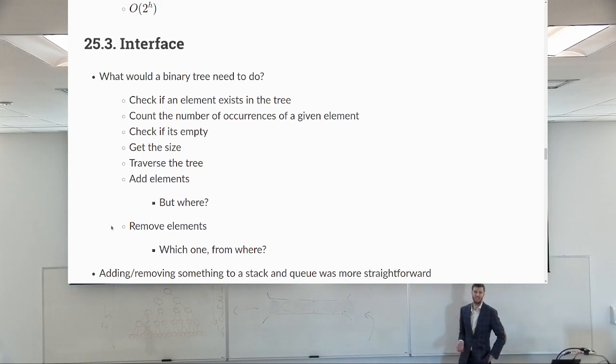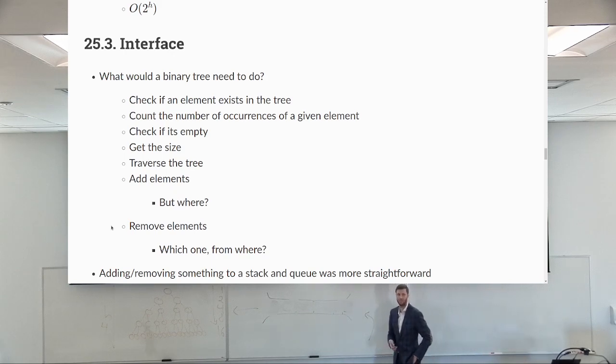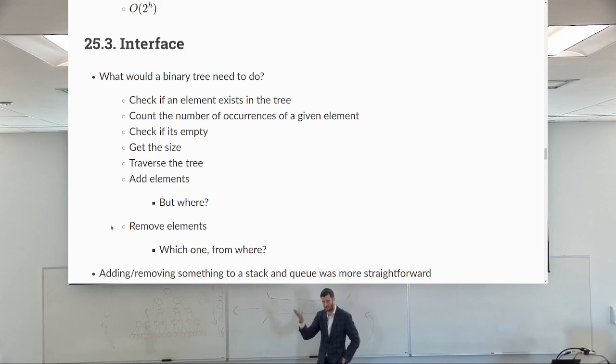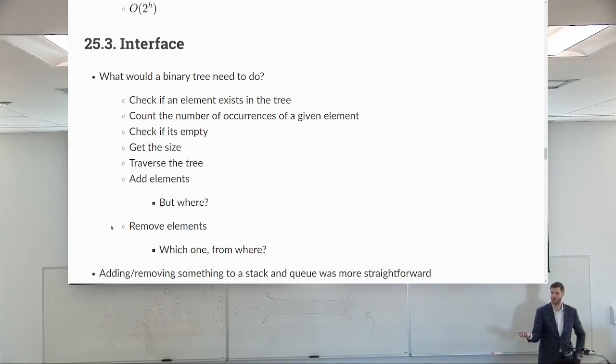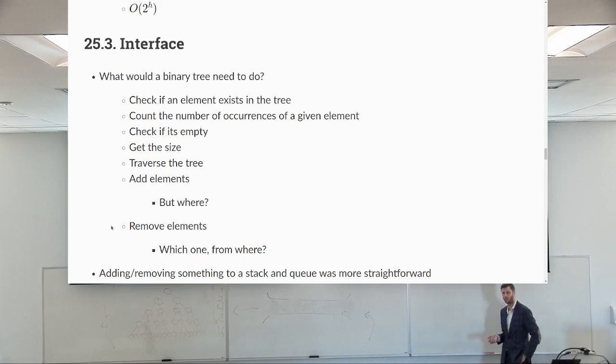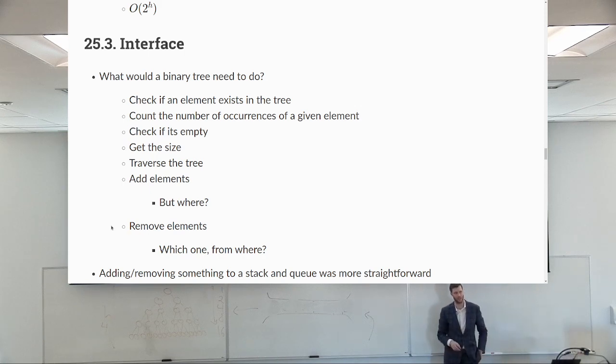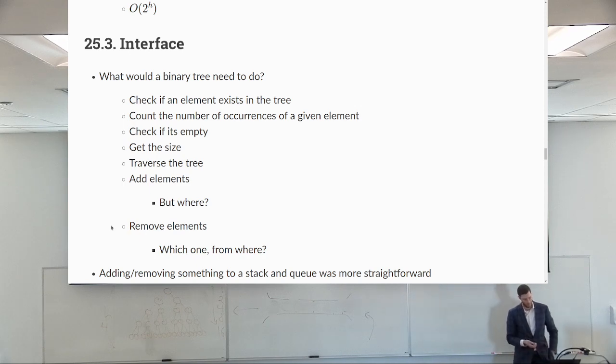Check if an element exists in the tree, right? Hey, binary tree, does this exist in there? Count the number of occurrences of a given element, assuming duplicates are allowed. Check if it's empty, get the size. Traverse the tree. Fortunately, we just learned about a couple traversals, so we've got a couple options there. But add an element. Remove an element.